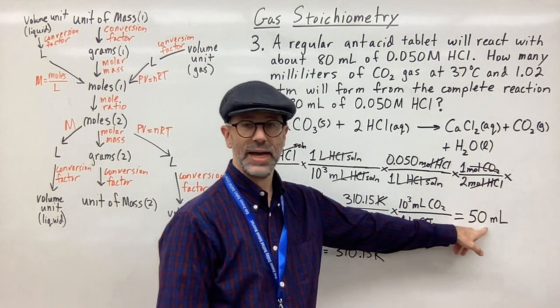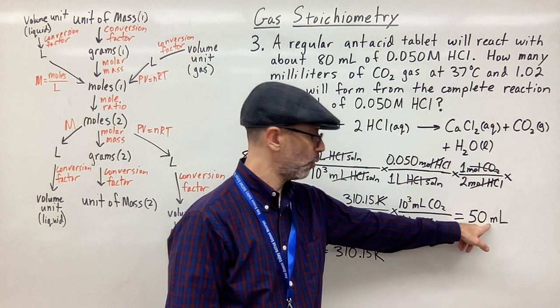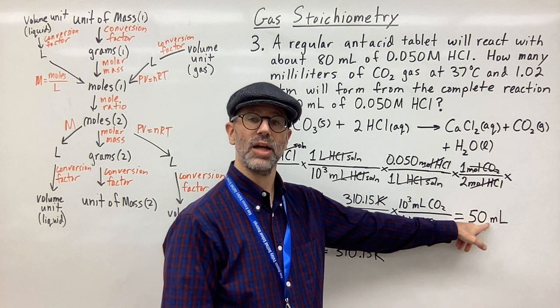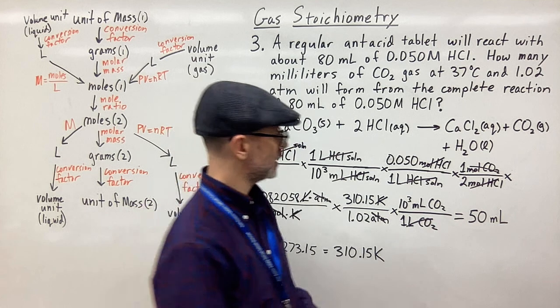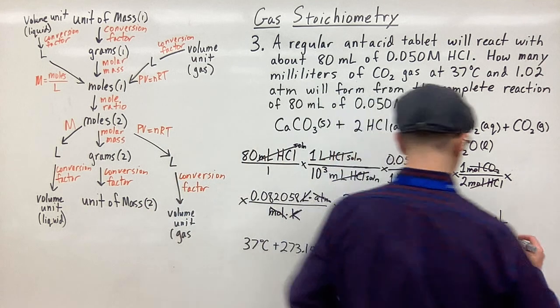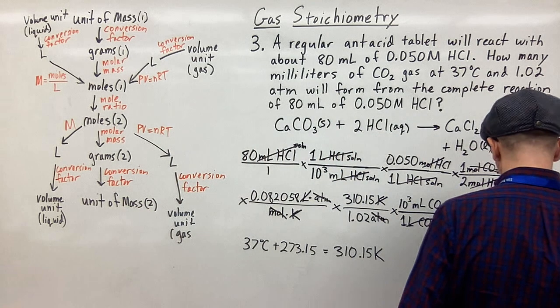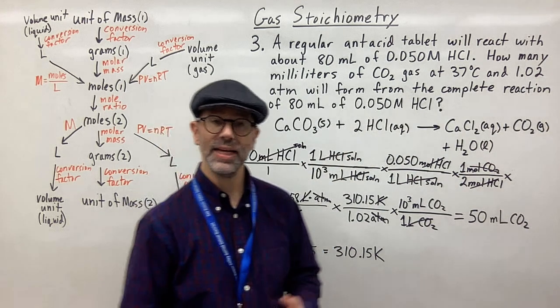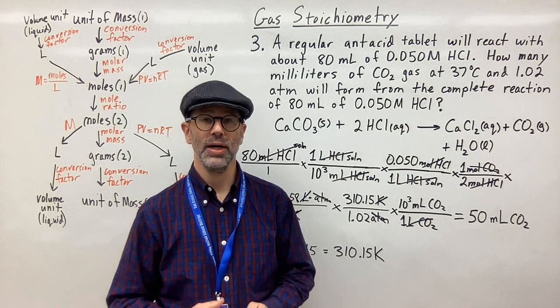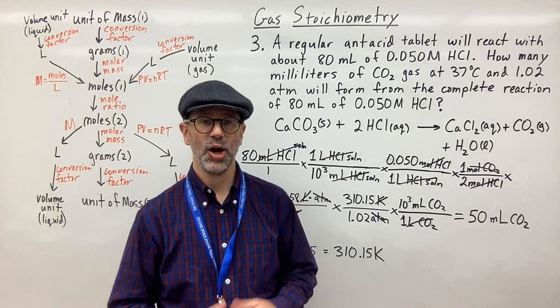So you'll notice that there's a 50. There's no decimal point at the end of the number here, so this 0 is not significant. So that is 1 sig fig. So this is going to be 50 milliliters of CO2 gas formed. And that, ladies and gentlemen, is how you do gas stoichiometry. I hope this was helpful.